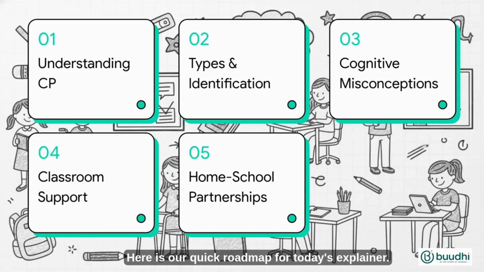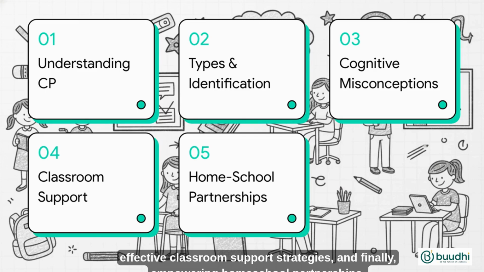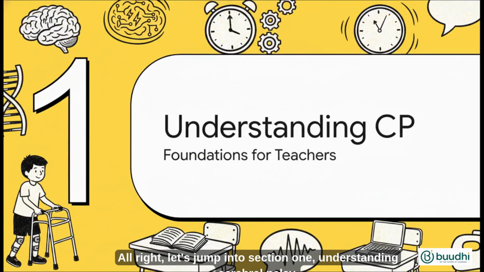Here is our quick roadmap for today's explainer. We'll cover understanding cerebral palsy, early identification and types, the cognitive ability misconception, effective classroom support strategies, and finally, empowering homeschool partnerships. All right, let's jump into Section 1, Understanding Cerebral Palsy.